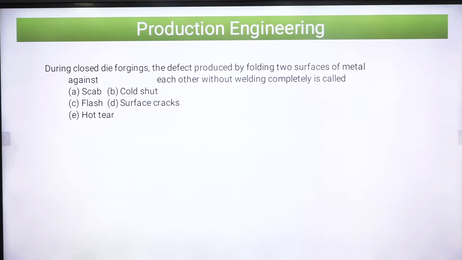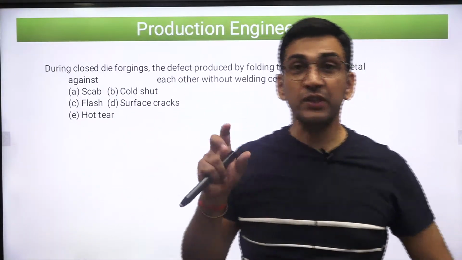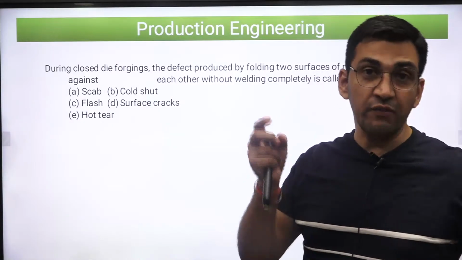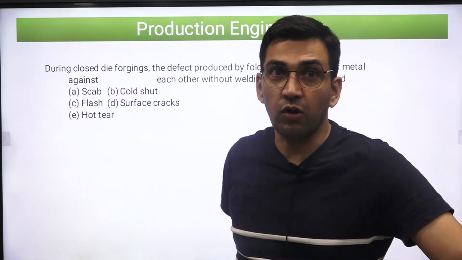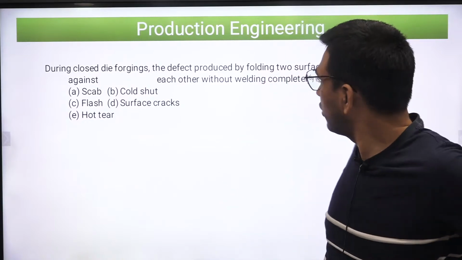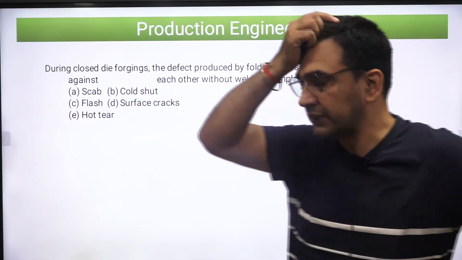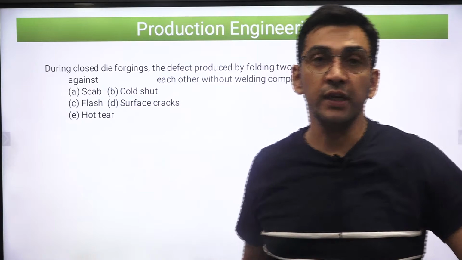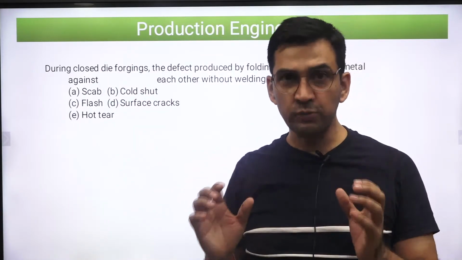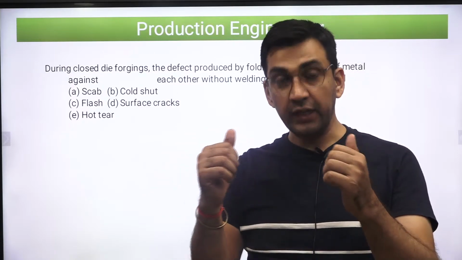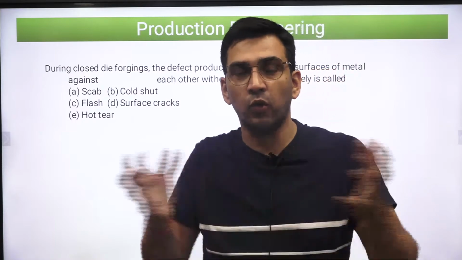Now, see, this defect is very similar to the defect that you have in casting. In casting, we have a similar defect called cold shut. This is also cold shut he is mentioning over here, right? Each other without welding. Now, the answer is cold shut, but the example I'm quoting is from casting, when you pour the molten metal and the two streams of metal come together, they should fuse properly with each other. That means the molten part should fuse properly, only then there will be no defect.